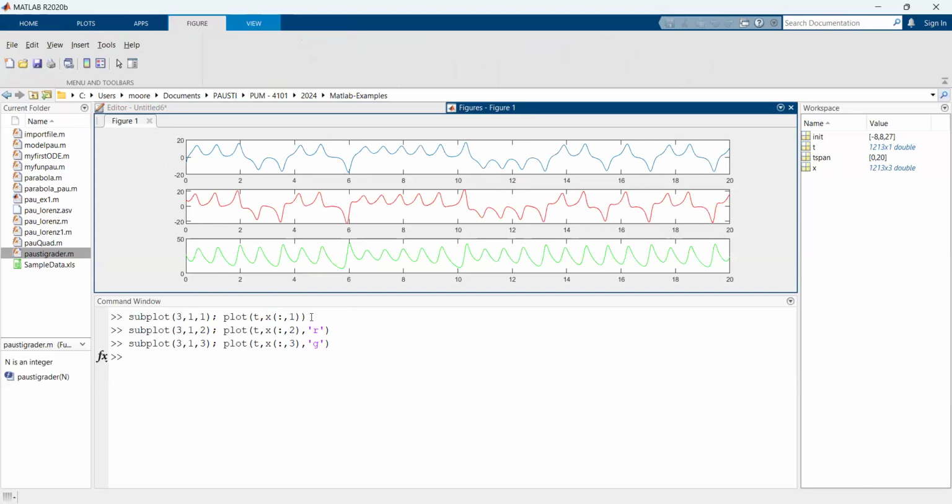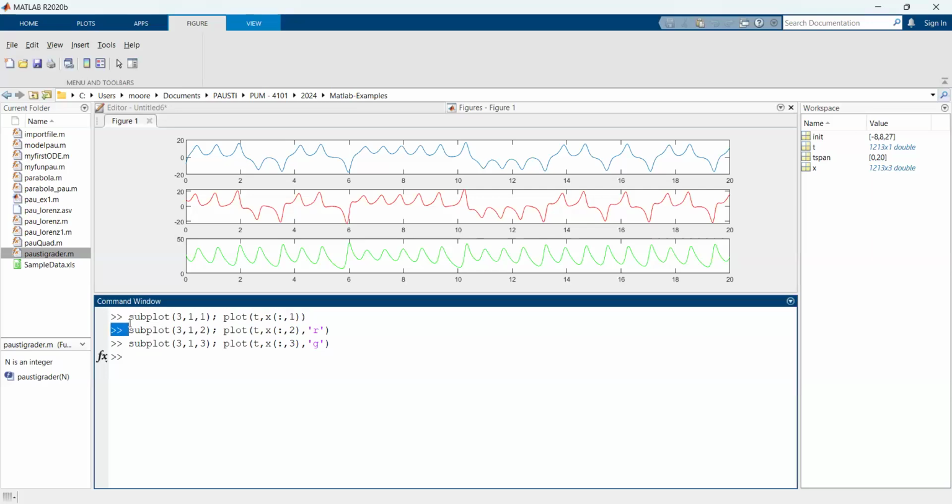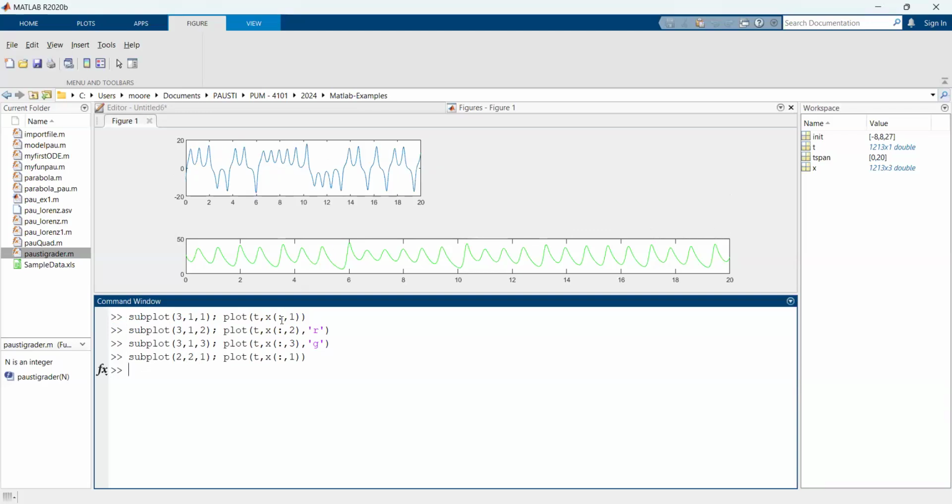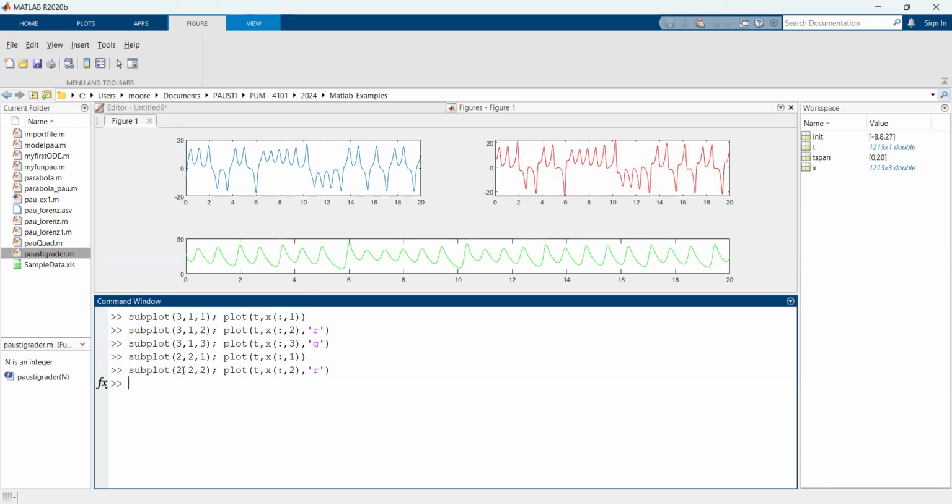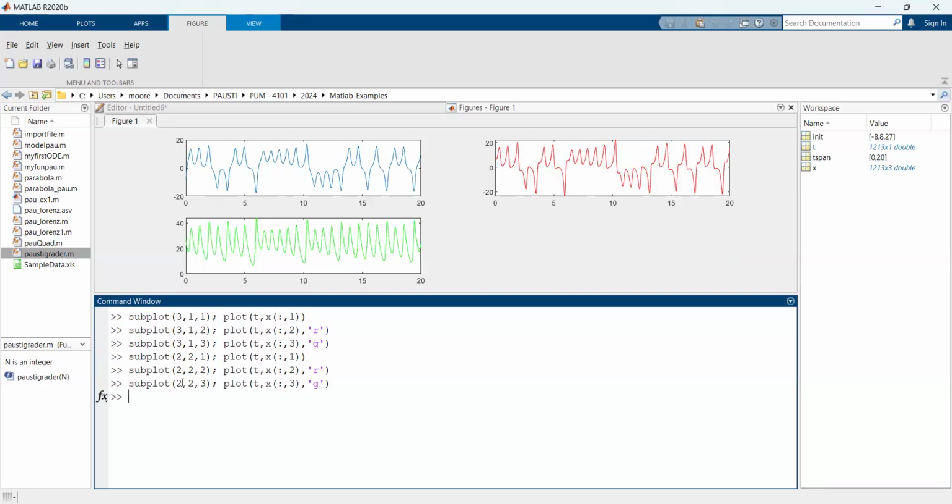So we can do the same thing again. Let's say this is a 2 by 2, right? Then let's plot that. So now this is a 2, and this is a 2. And now the green one is a 2 by 2. So let's do that. It's a 2 by 2 plot.